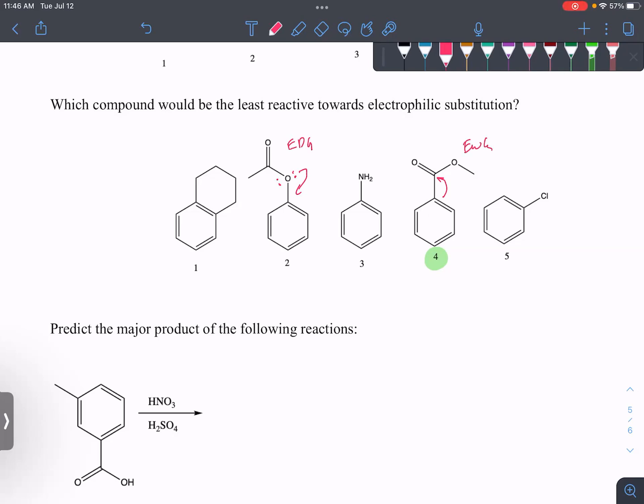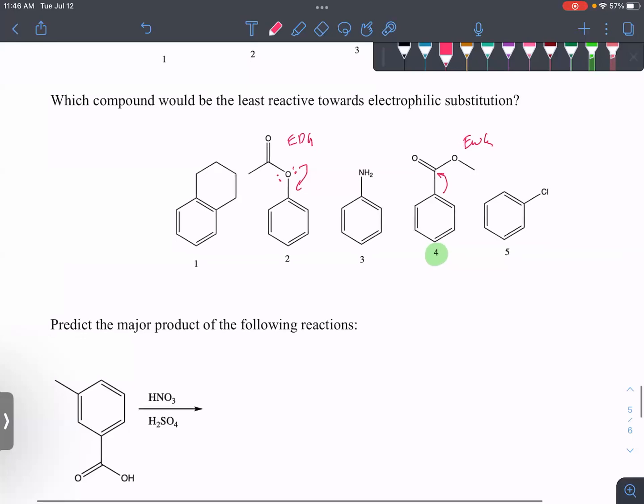And then which one is going to be the most reactive here? The NH2. NH2 is the most reactive substituent.